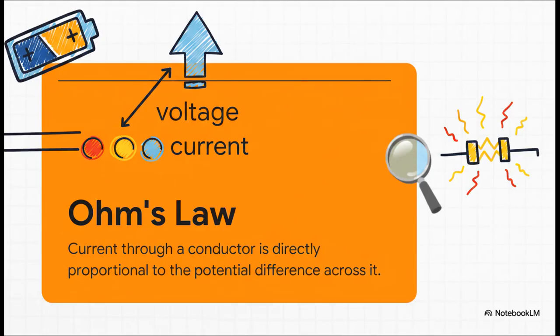Now, a really crucial point here is understanding exactly how the push of the voltage and the flow of the current interact with the specific materials they travel through. And there's this beautiful principle called Ohm's law that ties it all together perfectly. Ohm's law states that the current flowing through a conductor is directly proportional to the potential difference, or voltage, across it. In plain English, if you increase the voltage push, the current is going to proportionally increase right along with it, as long as the temperature of the wire stays constant, of course.